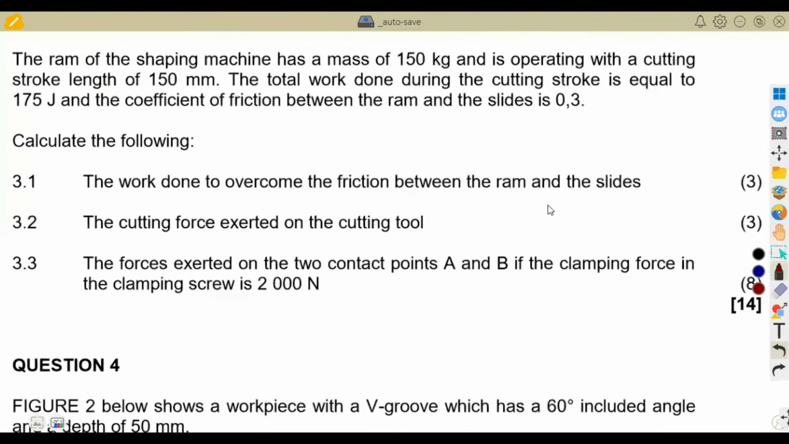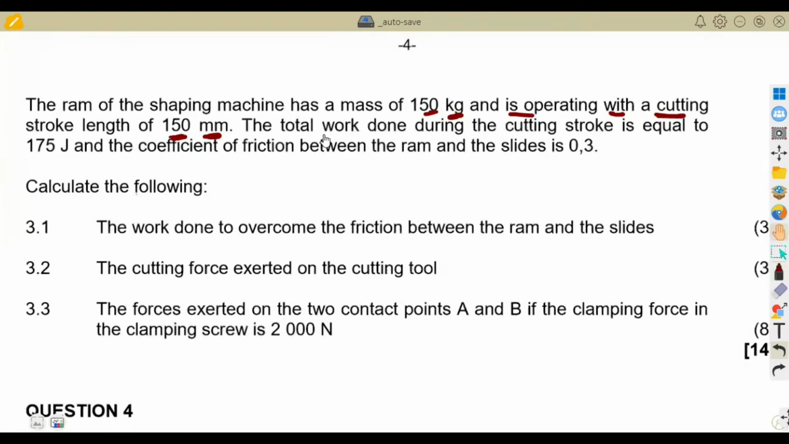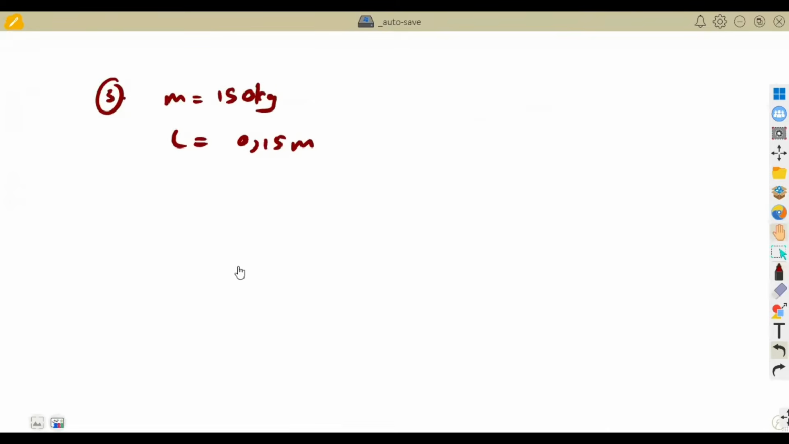Here we were given the first part: the ram of the shaping machine has a mass of 150 kilograms and is operating with a cutting stroke length of 150 millimeters. So let's take note: the mass of 150 kilograms, the stroke length of 0.15 meters if we divide this by 1,000 to meters. The total work done during the cutting stroke is equal to 175 joules. So we are given the total work done there.